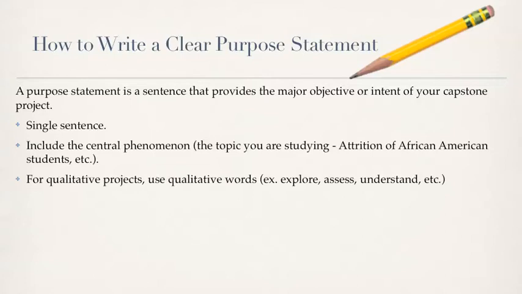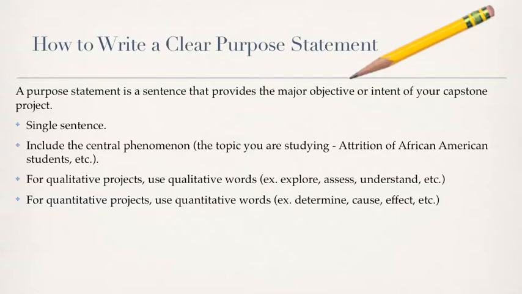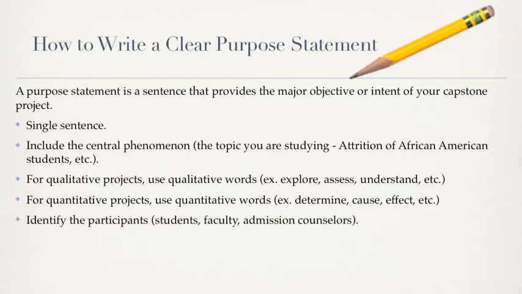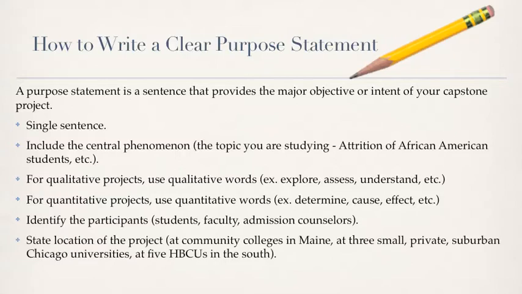For qualitative projects, the purpose statement often uses qualitative words, such as explore, assess, understand, discover. And for quantitative studies, they'll use quantitative words, such as determine, cause, or effect. In the purpose statement, it's also good to identify the participants in your project, such as students, faculty, admission counselors, if possible, and also to state the location of the project, whether it be at community colleges in Maine, at 3 private suburban Chicago universities, at 5 HBCUs in the South, whatever it may be. It's good if you can define that.